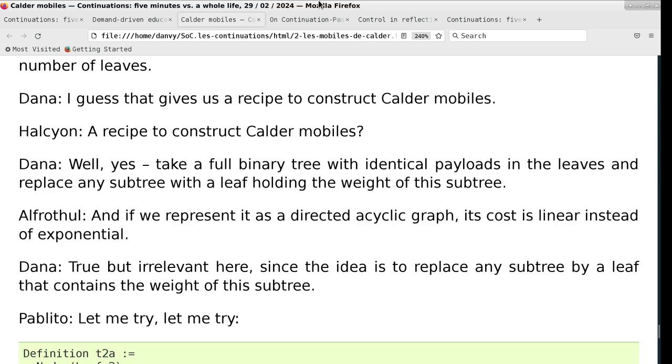Well, yes, take a full binary tree with identical payloads in the leaves and replace any subtree with a leaf holding the weight of this subtree. And if we represent it as a directed acyclic graph, its cost is linear instead of exponential. True, but irrelevant here, since the idea is to replace any subtree by a leaf that contains the weight of this subtree.